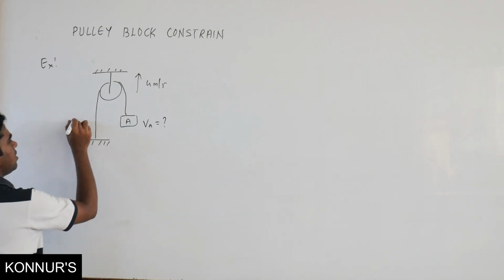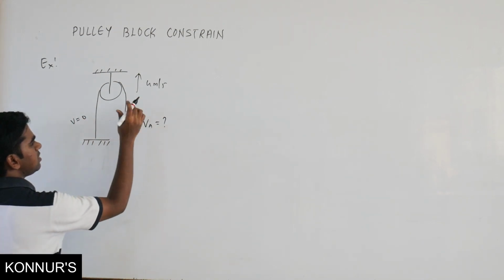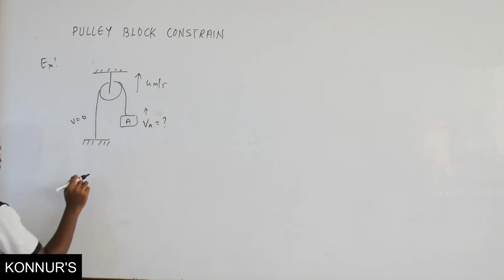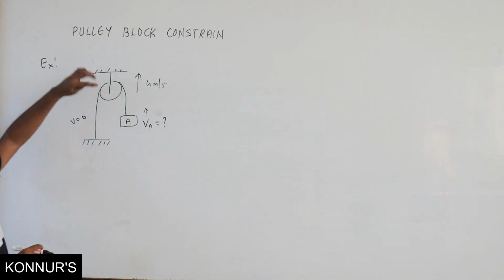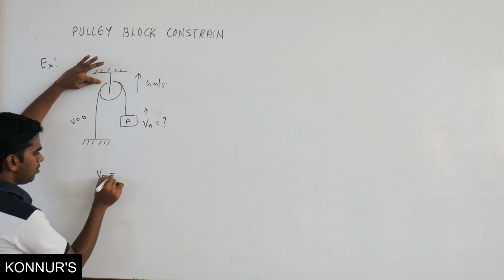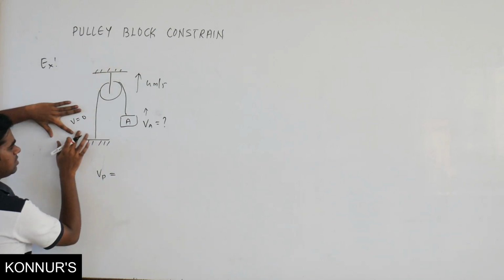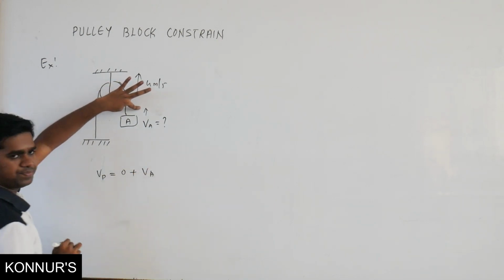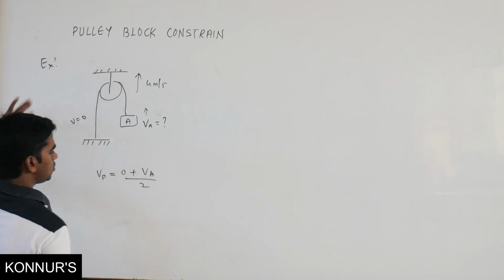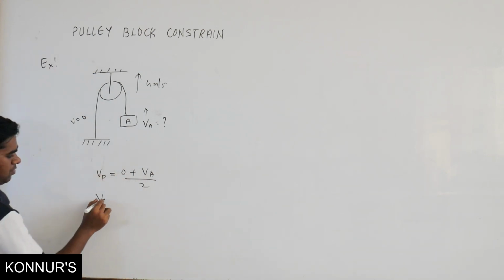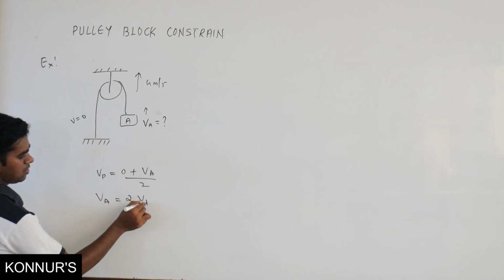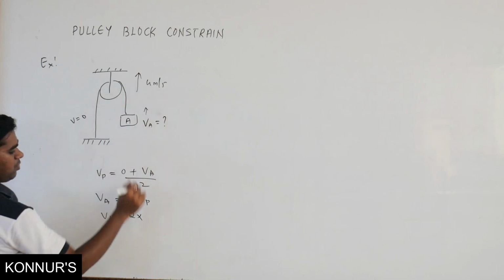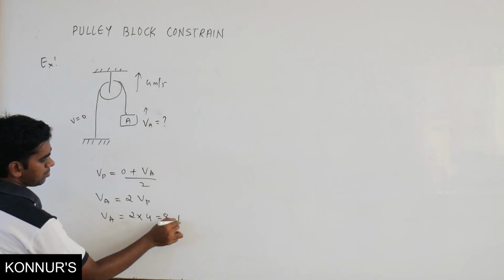Here what is the velocity? Here the velocity is 0. Here the velocity you can take in the upward direction only, that is VA. So can I apply the pulley method? What will the pulley method say? The pulley method will say the velocity of the pulley is equal to the velocity of one block, which is 0 on this side, plus VA, divided by 2. You want the velocity VA. VA is equal to 2 times VP. So VA equals 2 into, what is VP? VP is 4. So it will become 8 meters per second.